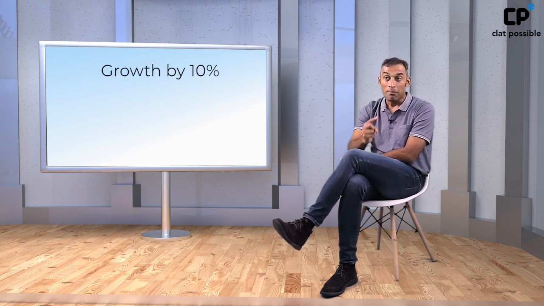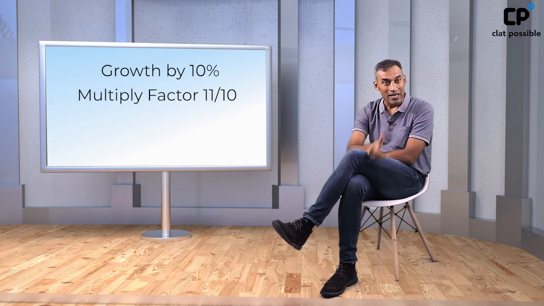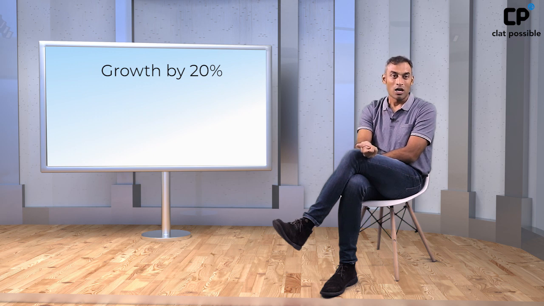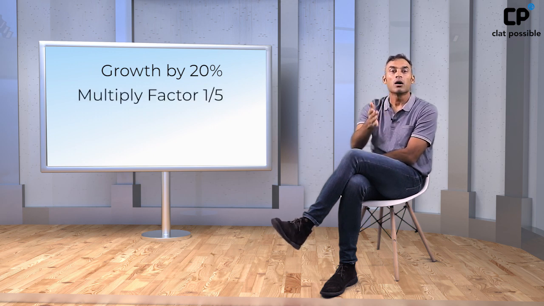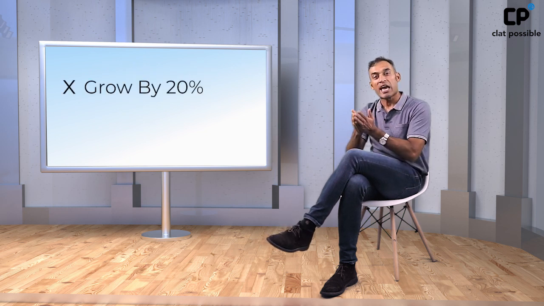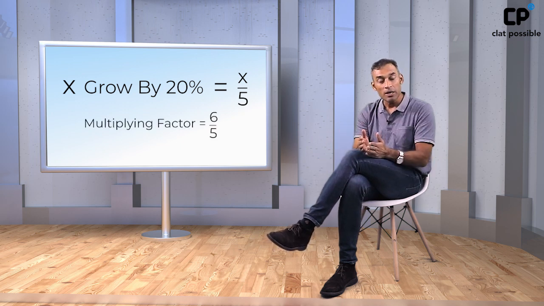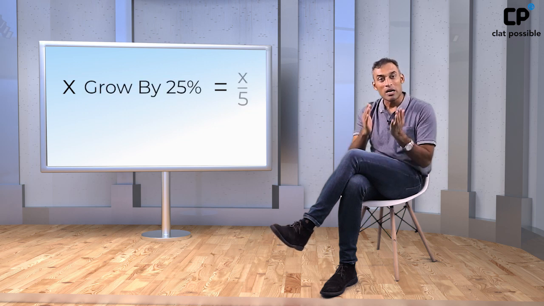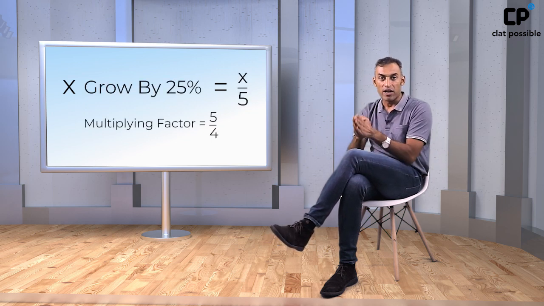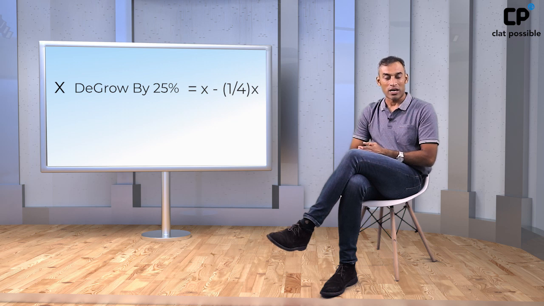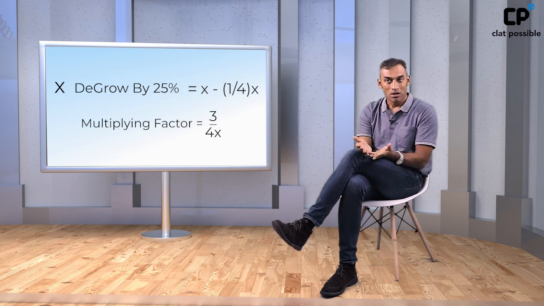Be very, very comfortable with ratios. You should know, for instance, if something grows by 10%, my multiplying factor has to be 11/10. When something grows by 20%, 20% is nothing but 1/5. So if I am x and I grow by 20%, I'll become x plus x upon 5. So my multiplying factor will become 6/5. Similarly, if something grows by 25%, my multiplying factor will become 5/4, provided there is a growth. If there is a degrowth of 25%, it will be x minus 1/4x, and that becomes 3/4x, right?